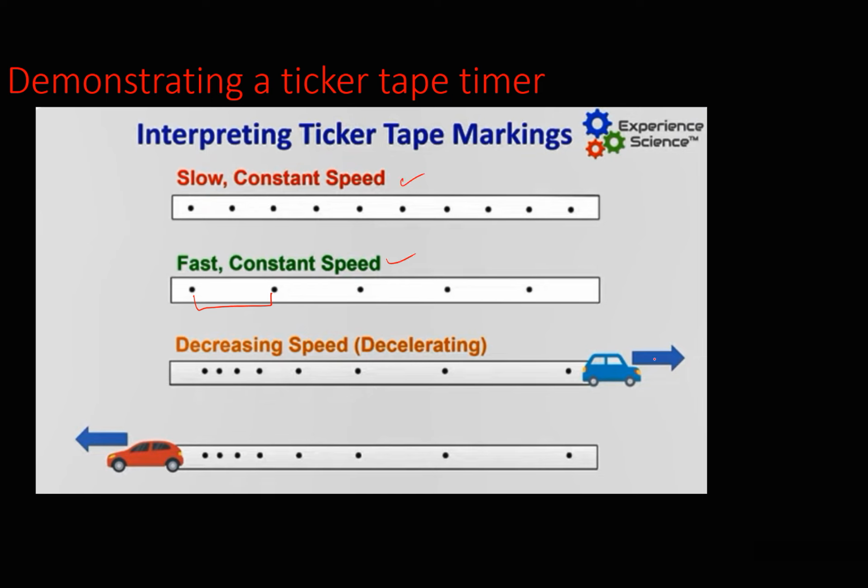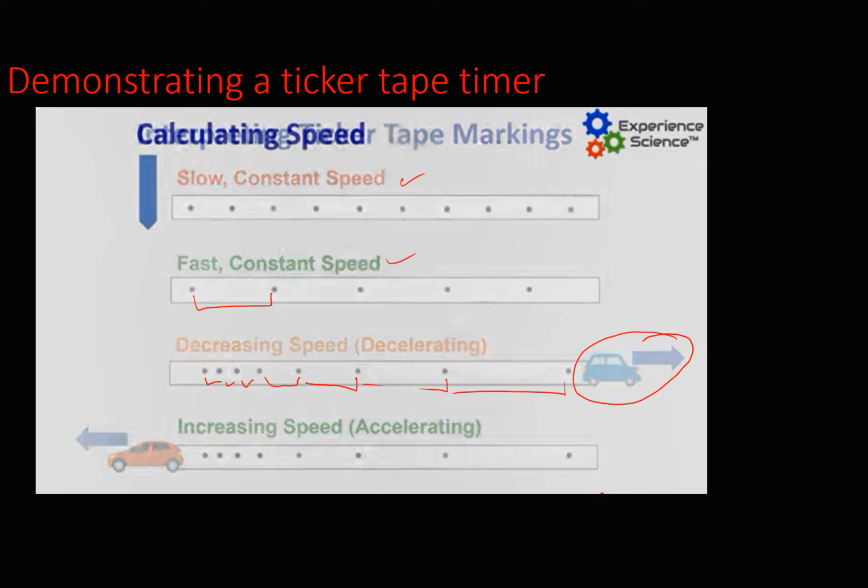In the second one, this is a wrong direction of motion, but we see that the distance between the dots is different. The distance between the dots is increasing. Increasing distance between the dots means the object is speeding up, and decreasing distance between the dots means the object is slowing down. So that is how a ticker tape timer is supposed to work. I don't want to spend much time on a ticker tape timer because this is not really going to be very important at this level.